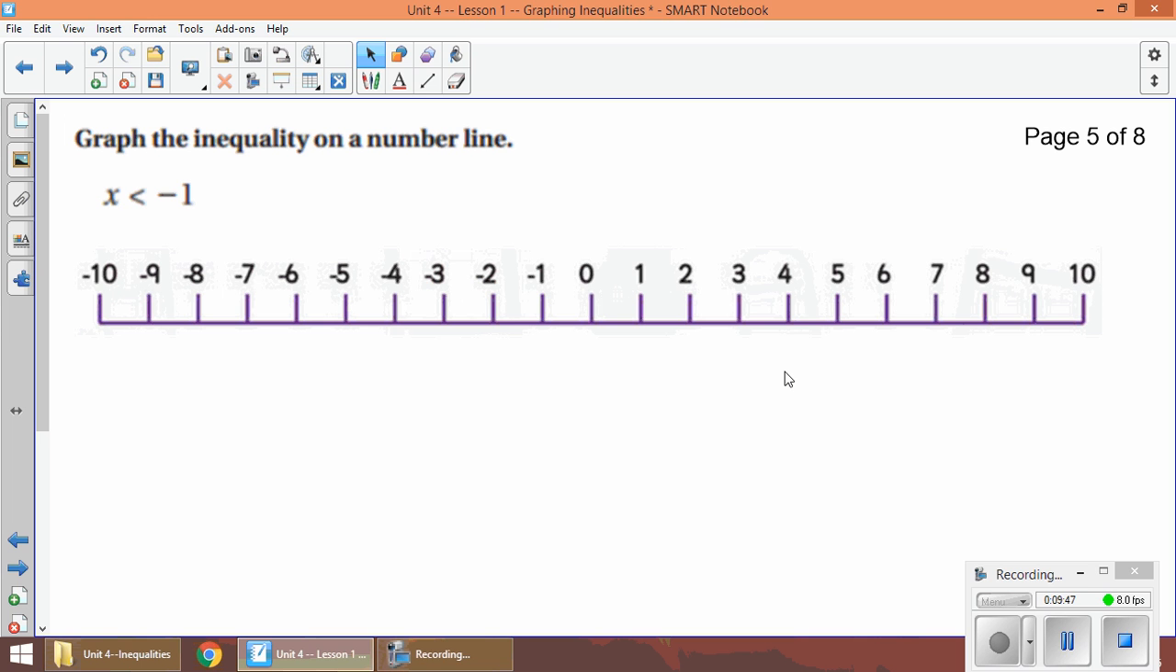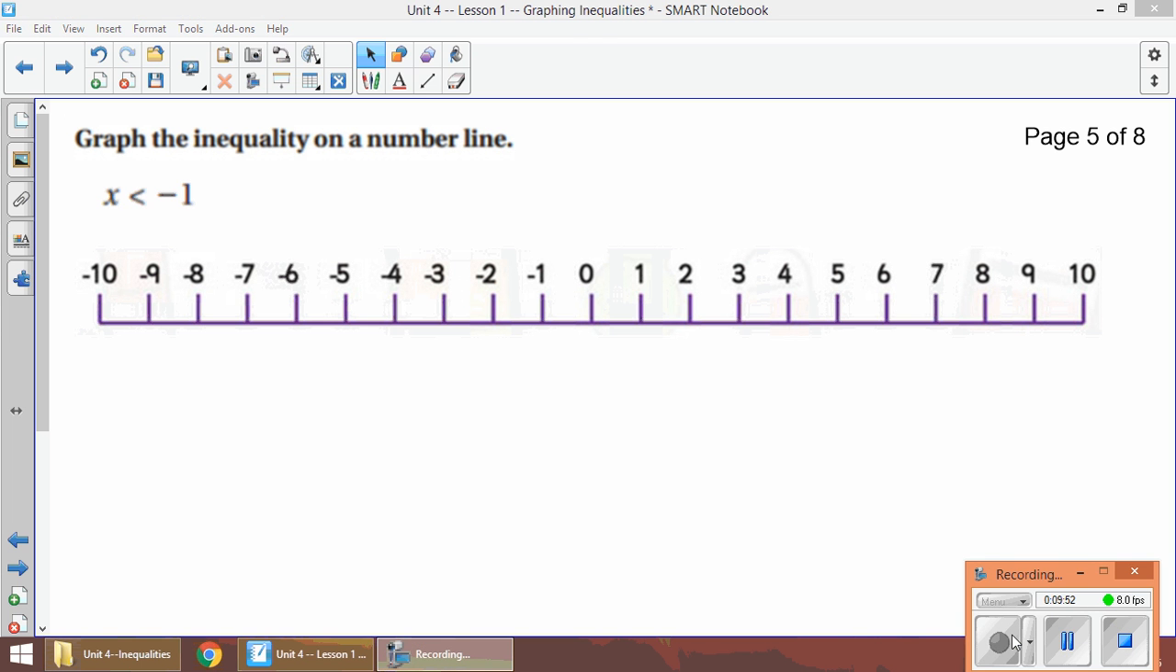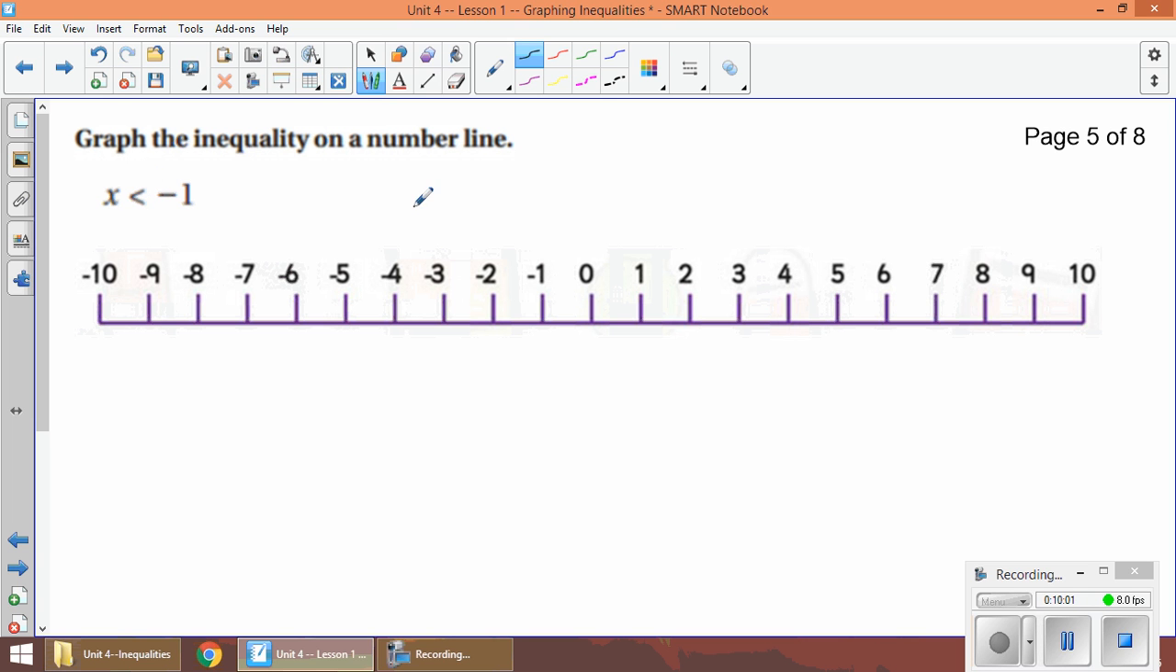All right, here we are on page 5 of 8. We have x has to be smaller, less than -1. So my symbol is less than, so I'm going to use what's called an open circle. I'll explain open and closed circle more to you guys tomorrow. Sorry, it's hard to draw with this thing. So open circle.